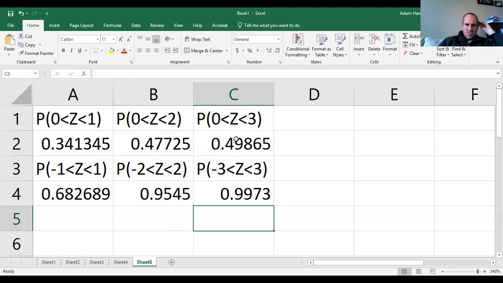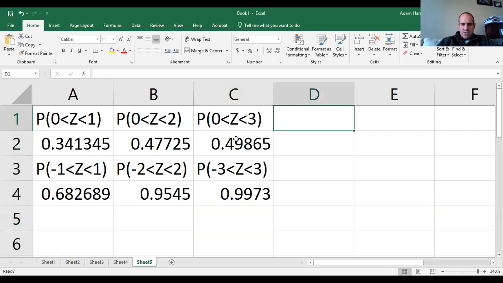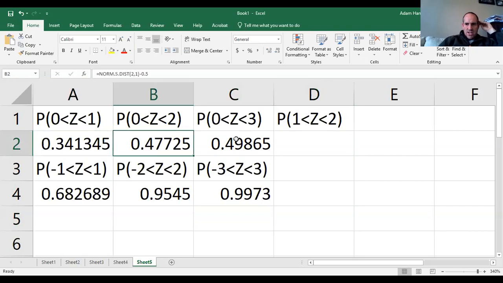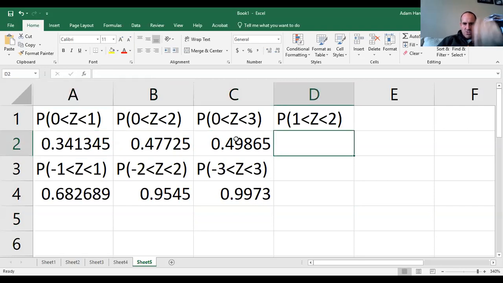Also, it's kind of nice to actually have the probabilities. Let me just write them down here. What about the probability that 1 is less than z is less than 2? That would be the probability that z is more than 1 standard deviation and less than 2 standard deviations away from the mean. Well, that's got to be the difference between these two things, but let's just go ahead and use the cumulative distribution function to find it.